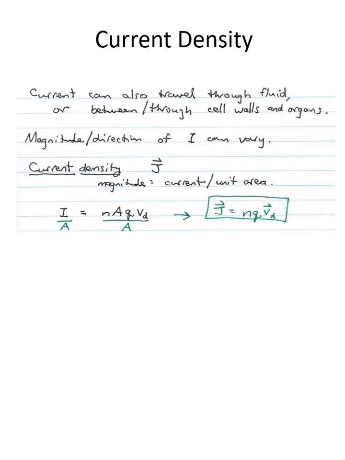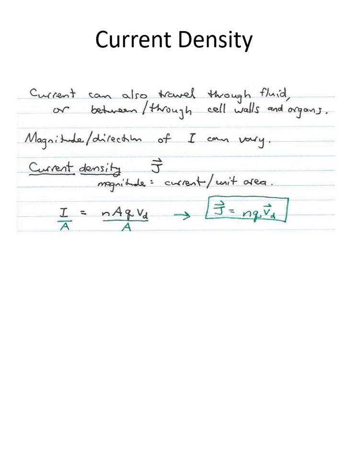Let's talk now about current density. Current can also travel through fluid or between or through cell walls and organs. The magnitude of current can vary. I'm going to introduce a new quantity here, current density, and we're going to use the uppercase letter J for that. Notice it's a vector, and it refers to current per unit area. So we're going to imagine that just like the capital A of the previous example when we were looking at a wire, there's a cross-sectional area that the current is going through. So the current density is current per unit area.